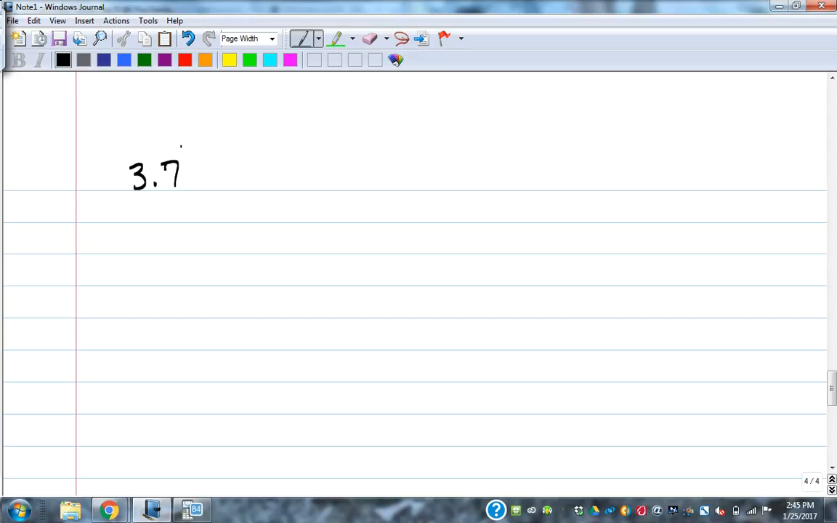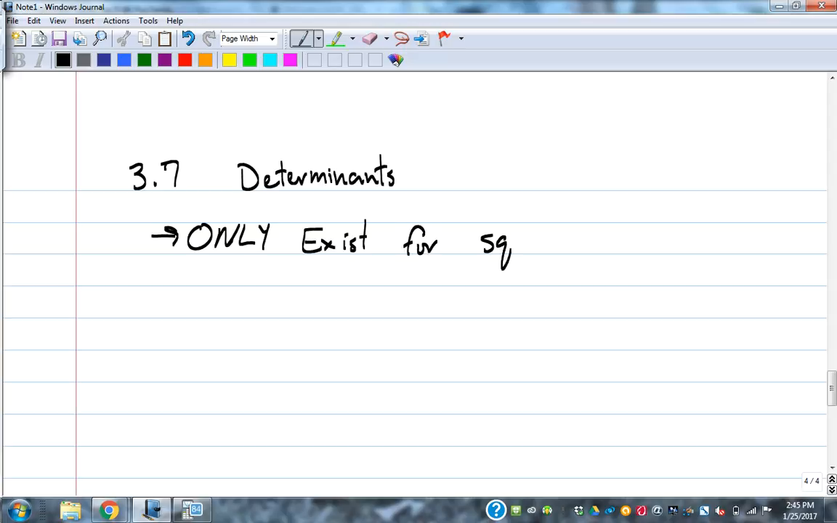So I'm going to go to 3.7, and we're going to do this thing called determinants. Determinants only exist for square matrices. Only exists for square matrices. All right.